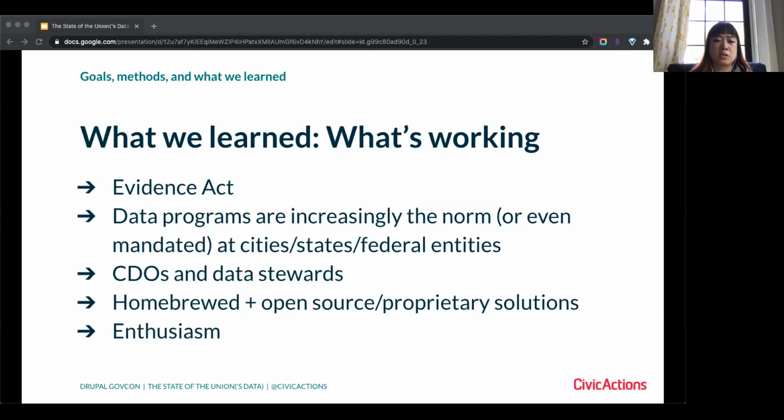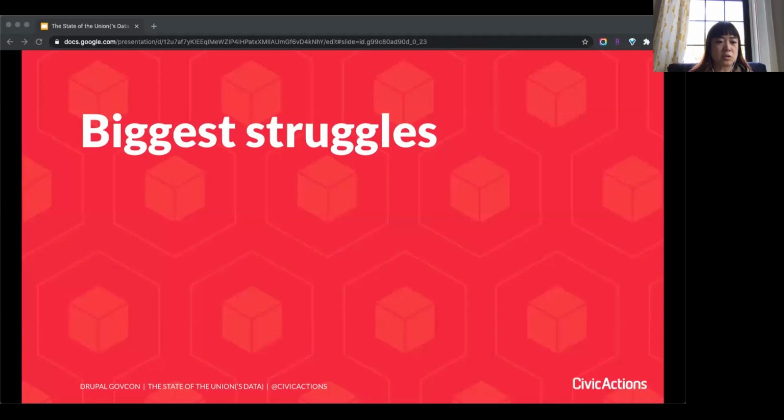Finally, the people we talk to are scrappy. They care about the work that they do, they're curious, and they're enthusiastic about beyond what even these mandates mandate, like we just saw with wanting to make data accessible to people. However, we also learned that pure enthusiasm doesn't solve everything. And that moves us on to the struggles.